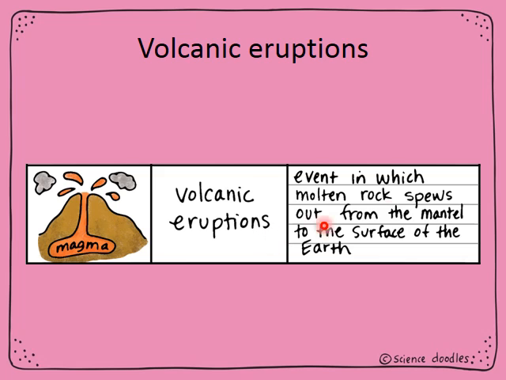Volcanic eruptions are events in which molten rock spews out from the mantle onto the surface of the earth. Okay, so volcanoes are one of our best tools, I guess you could say, to study the different layers of the earth, because the magma that comes up out of volcanoes and becomes lava is coming directly from the mantle, which is kind of cool.